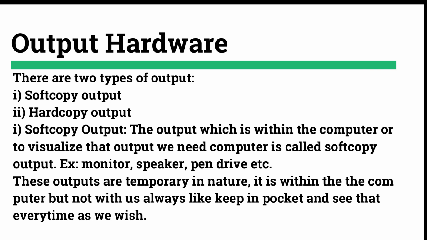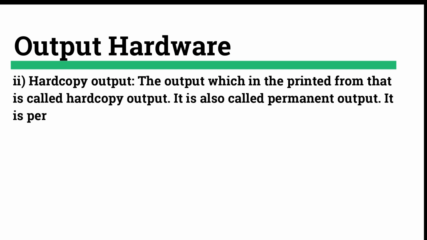There are 2 types of output, soft copy output and hard copy output. 1. Soft copy output, the output which is within the computer or to visualize that output we need computer is called soft copy output. Examples, monitor, speaker, pen drive, etc. These outputs are temporary in nature. It is within the computer, but not with us always, like keep in pocket and see that every time as we wish.